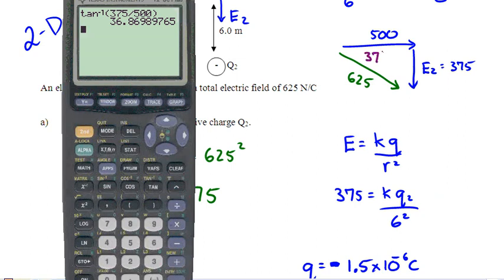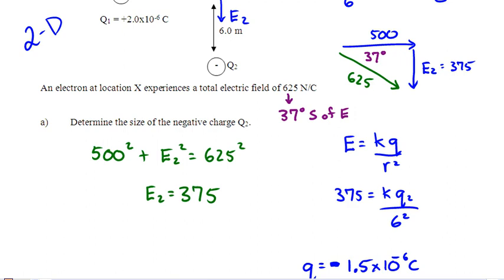37 degrees, I guess, south of east. That 625 newtons that they're talking about, I'm just going to add that. It'll be helpful for where we're going to go in a second. Direction here, 37 degrees south of east for that total field caused by those two Qs.